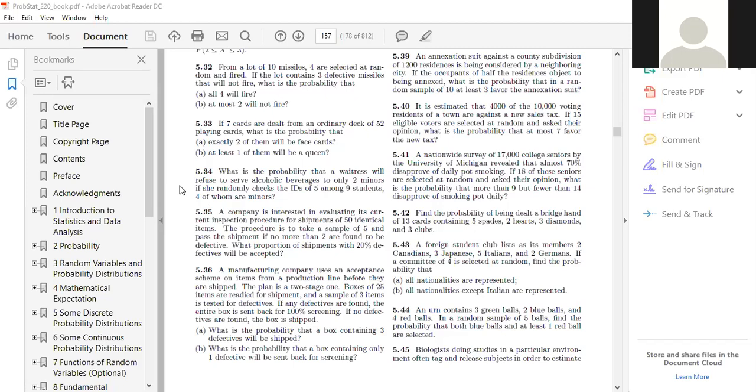The procedure is to take a sample of n equal to 5, and pass the shipment if no more than 2 are found to be defective. The success rate: what proportion of shipments with 20% defectives will be accepted? 20% of 50 identical items, 20% of 50, that is equal to 10. So my K is equal to 10 over here. Please keep this in mind.